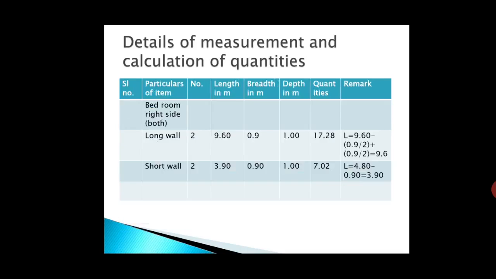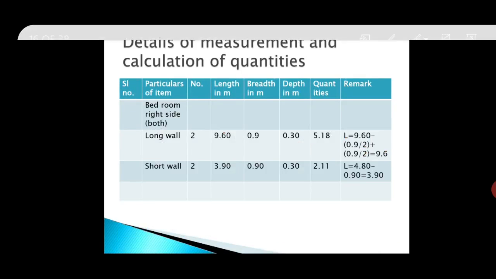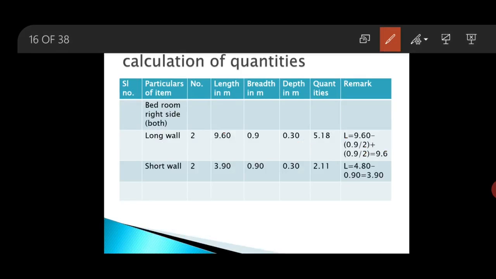Now we will move to the details of measurement form. So here this is the second part, that is bedroom right side, both long wall. Two numbers of long wall. Length will be equal to center length 9.6 minus 0.9 by 2 plus 0.9 by 2. So the length will remain same, that is 9.6. The breadth is 0.9, as this is a 30 centimeter wall.